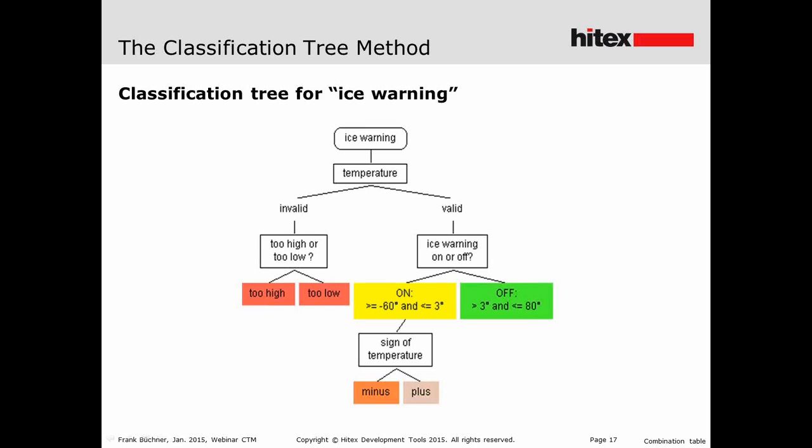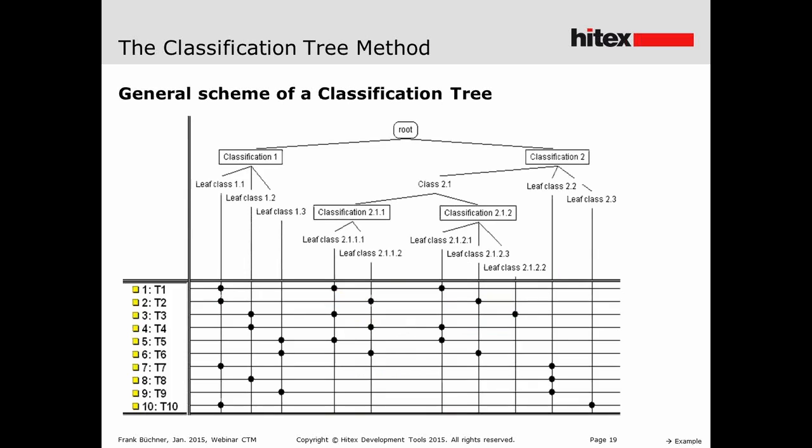And the tree would be final, or a good tree from a syntactical view, if we didn't have this sign of temperature here below. But I have introduced it because I'm not satisfied with this big yellow class, and I have divided the big yellow class into subclasses. I said drawing the tree is the first step in applying the classification tree method, and the second step is then to actually define test cases, specify test cases, and this is done in something that is called a combination table, and this combination table is below the tree, and how it looks in general is depicted on this slide here.